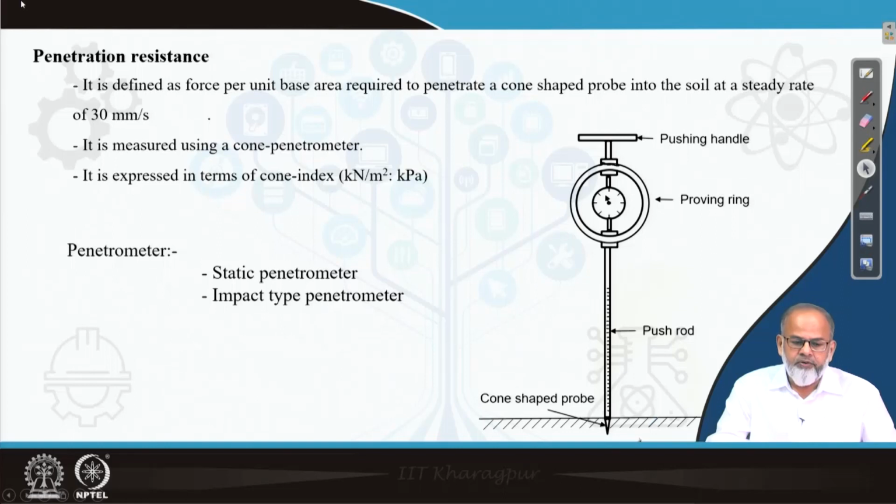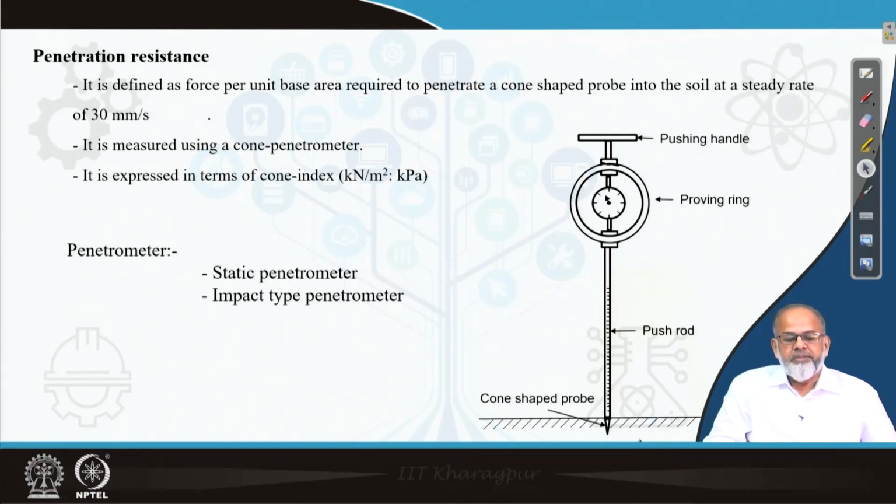So, what is a cone penetrometer? Basically, a cone shaped probe is forced into the soil and we define it as the force per unit base area which is required to penetrate a cone shaped probe into the soil at a steady rate. The rate is around 30 millimeter per second.